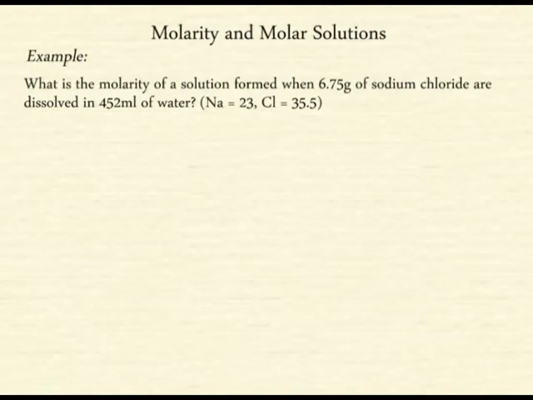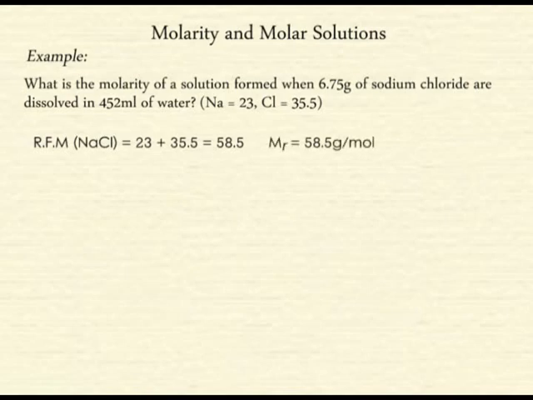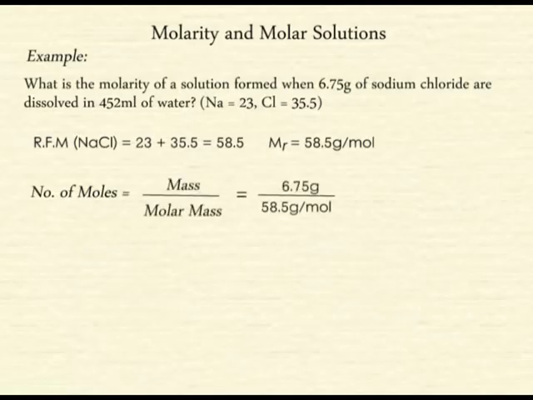What is the molarity of a solution formed when 6.75 grams of sodium chloride are dissolved in 452 milliliters of water? Molar mass of sodium chloride is equal to 23 plus 35.5, giving us 58.5 grams per mole. Number of moles is given by mass over the molar mass, that is 6.75 over 58.5, giving us 0.115 moles.